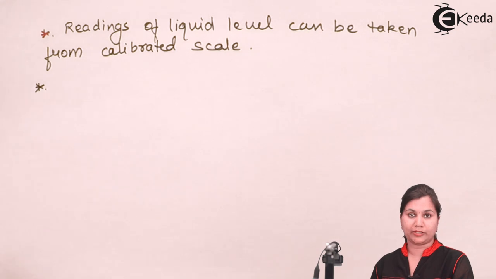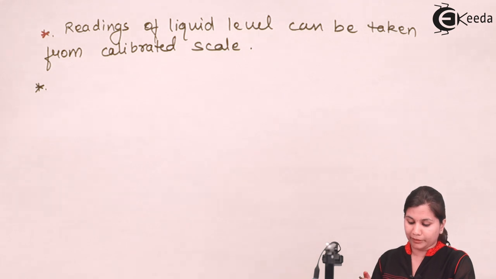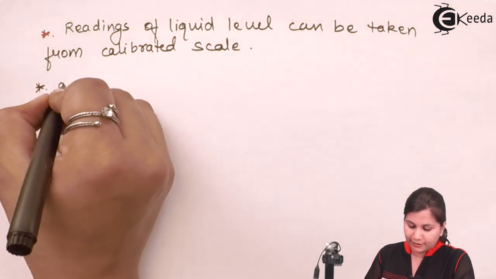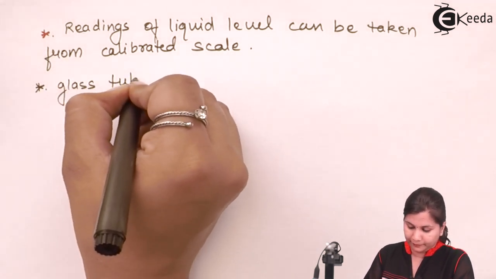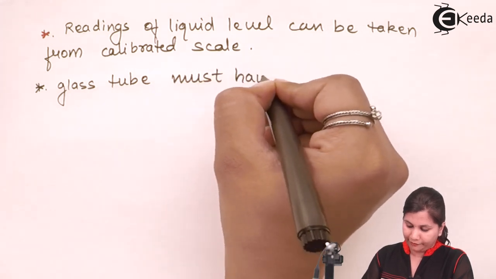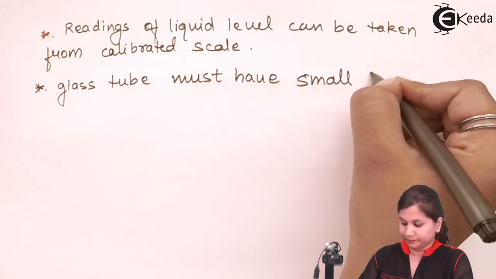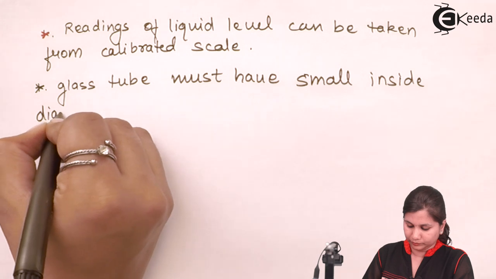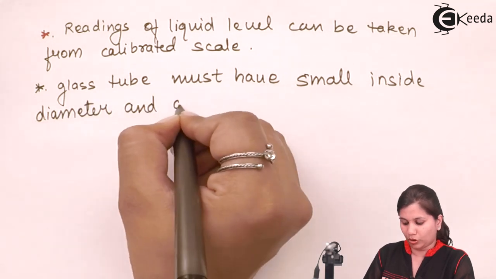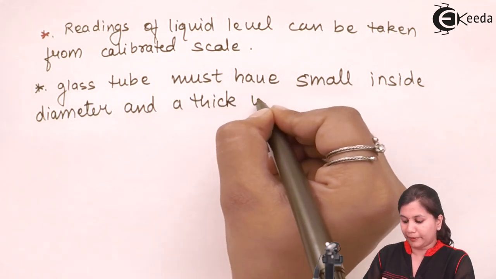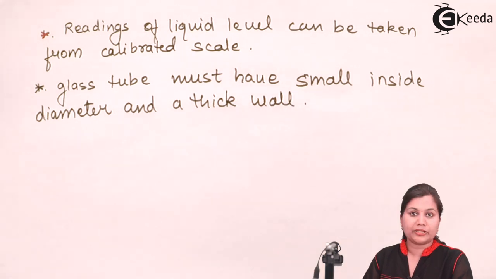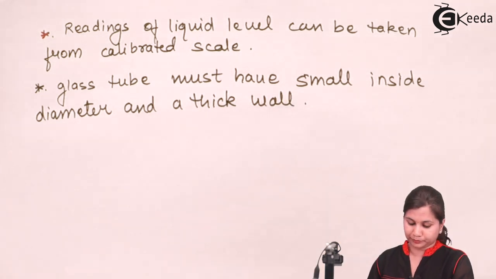Now when we are using the sight glass tube method for measuring the level of liquids which are under very high pressure, we have to take some precautions, because under high pressure there are chances that the sight glass tube may get damaged. So in that case the glass tube must be protected, so that high pressures cannot damage the glass tube.